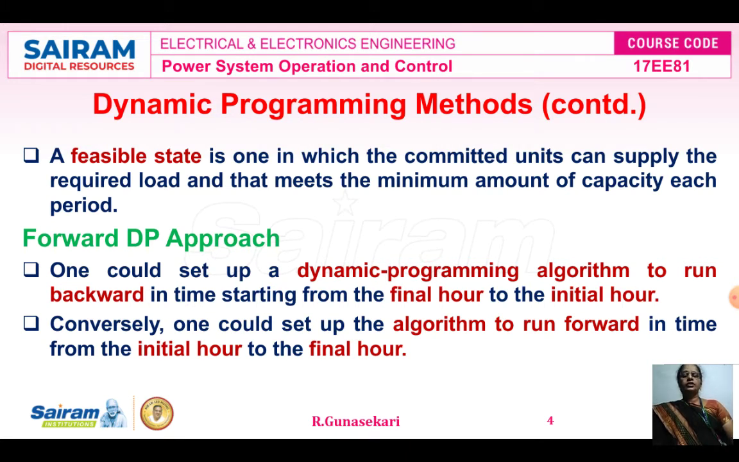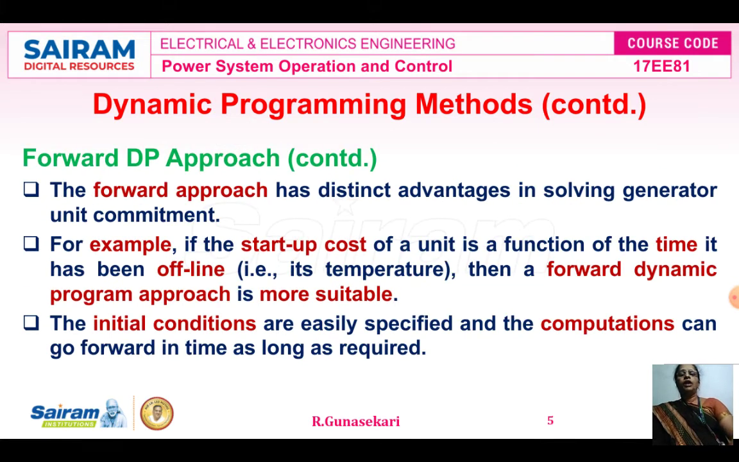Now, what is the definition of the forward dynamic programming approach? Dynamic programming is shortly denoted by DP. The first one is the dynamic programming algorithm run backward in time, starting from the final hour to the initial hour. Such an approach is called backward only. The forward approach means the dynamic programming algorithm runs forward in time from the initial hour to the final hour. This is the forward dynamic programming approach.